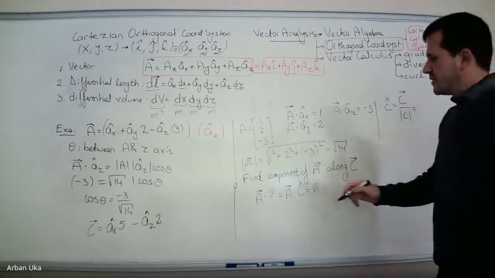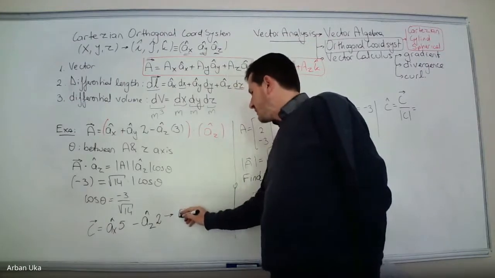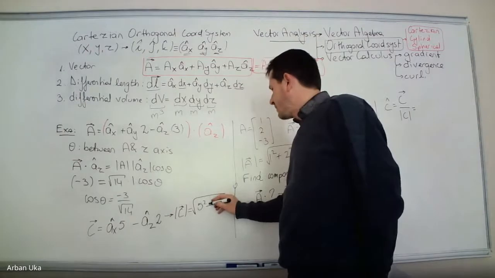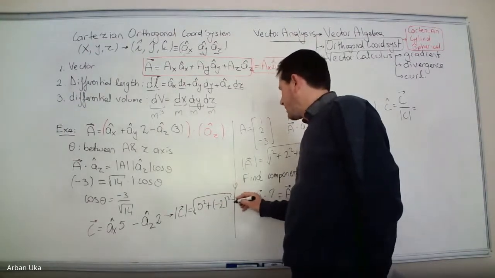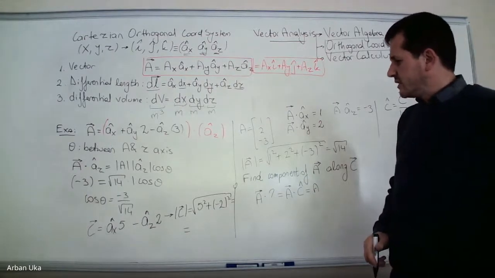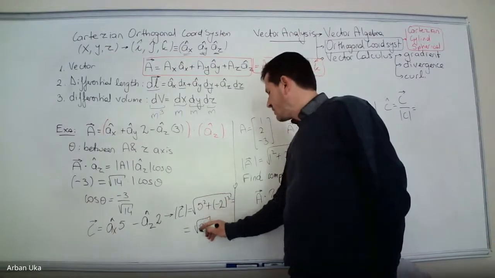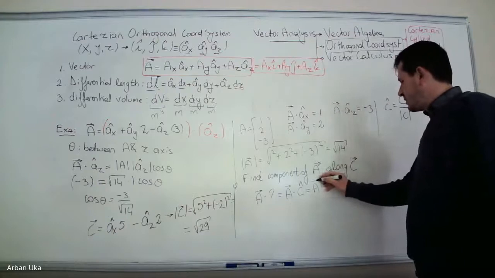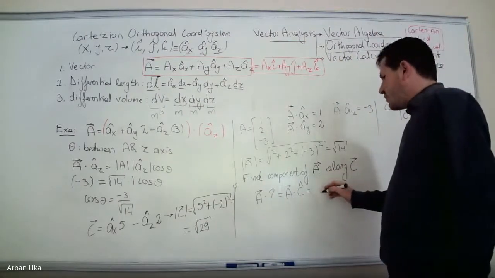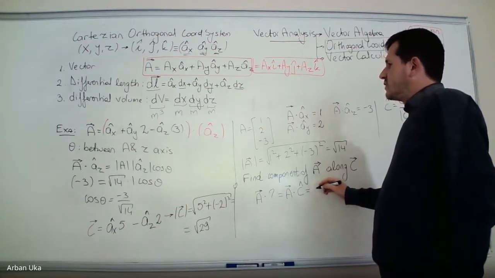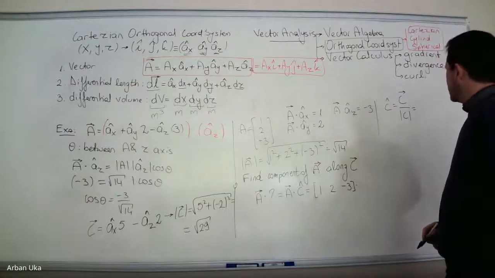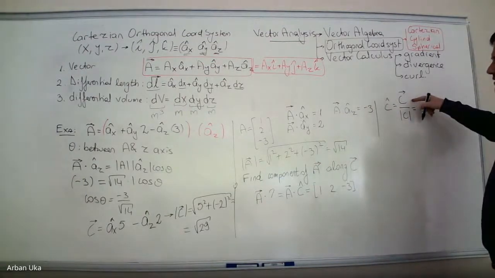So what is C here? Let's find the magnitude of C. This is equal to the square root of 5 square plus minus 2 square, because these are the projections along the 2 orthogonal directions. 5 square is 25, plus 4 is 29, so the square root of 29. That's good. Then we have to calculate the inner product of A, which is 1, 2, minus 3, dot product with C, which is 5, 0, minus 2.